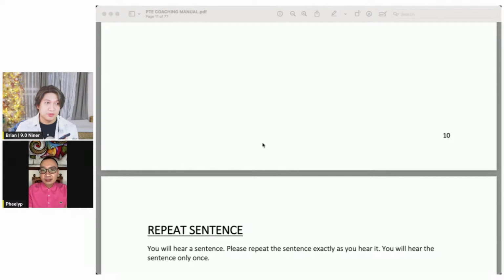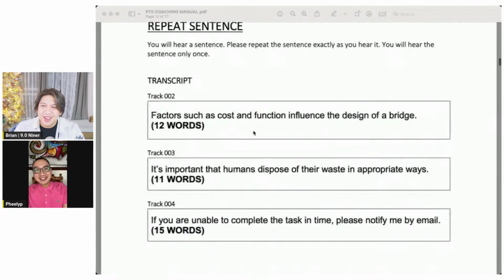If you are unable to complete the task in time, please notify me by email. If you are unable to accomplish the task in time, please notify me through email. Okay, so there you go. These are the answers.